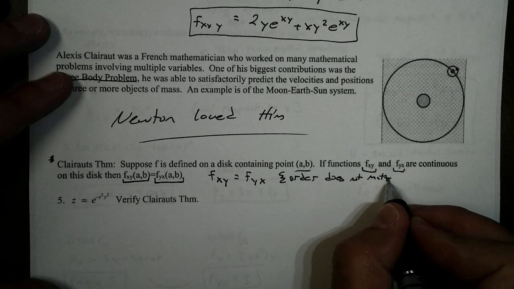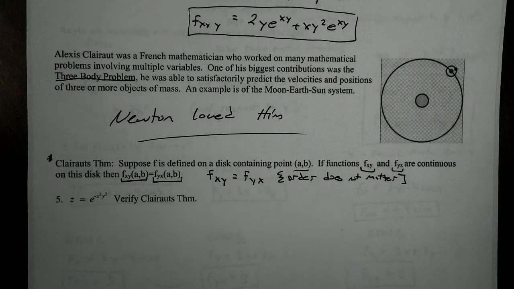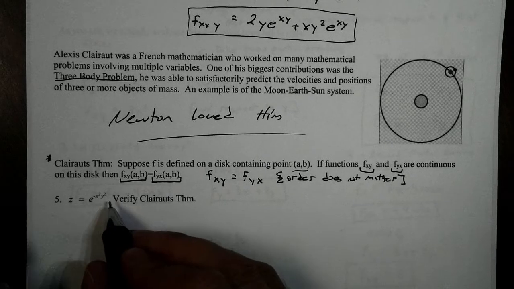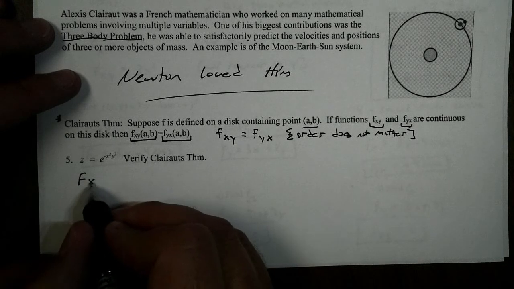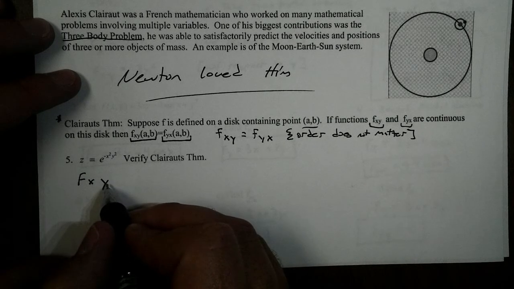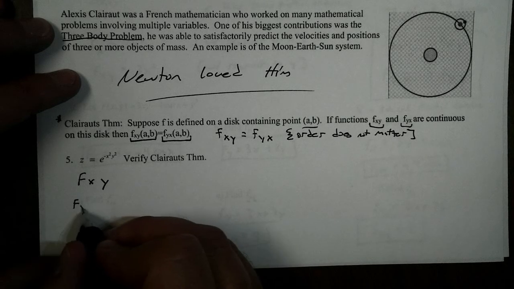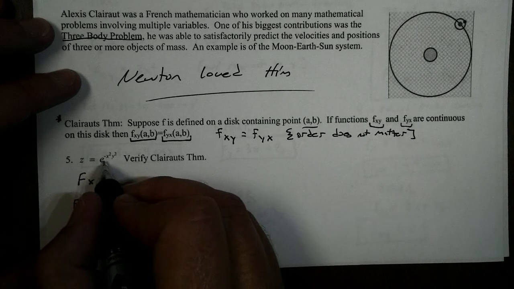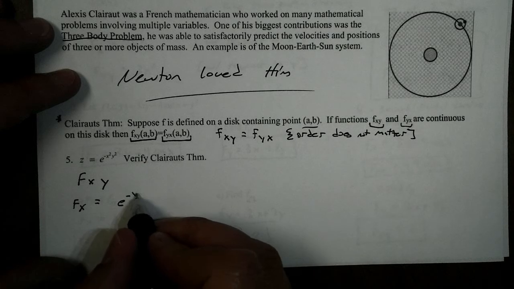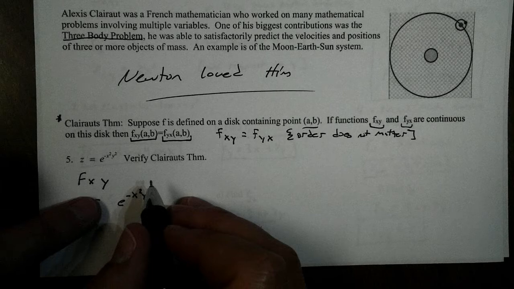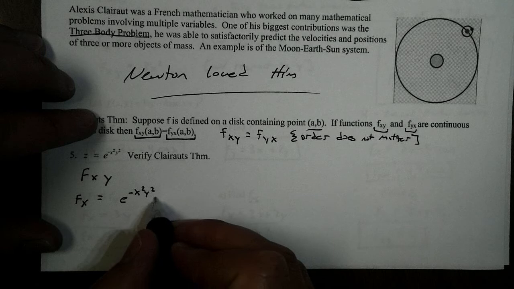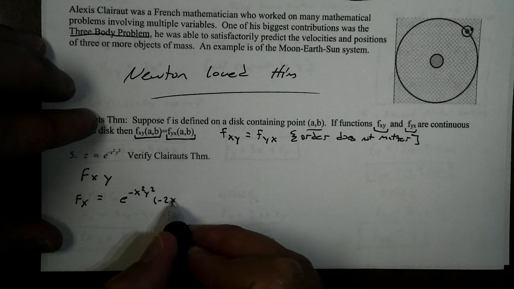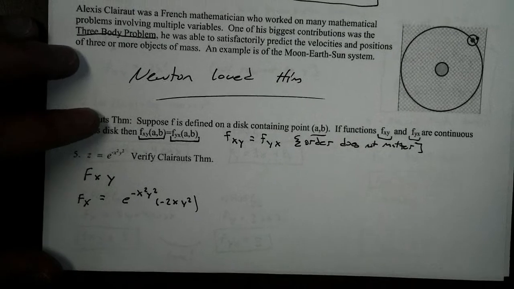And let's take a look at an example to show that. So suppose we have z equaling e to the negative x squared y squared. We want to verify Clairaut. So we want to take the partial with respect to x, then with respect to y. If I take the derivative with respect to x, that's going to become e to the negative x squared y squared. Now don't forget, we've got a chain rule here, so that becomes negative 2xy squared. Oh, it's ugly.